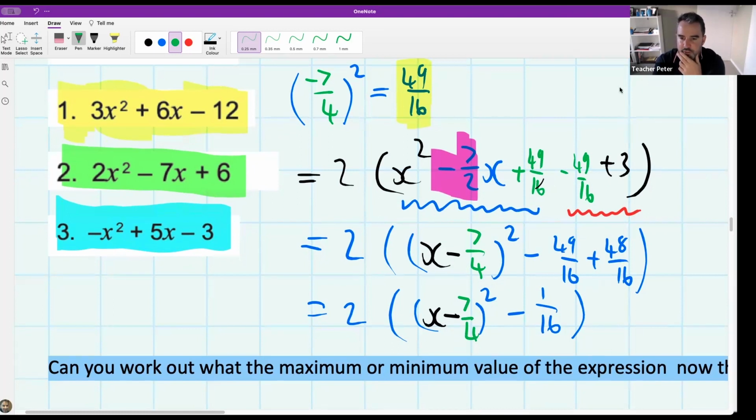Okay, last one for the day, or almost last one, maybe one more, but we'll see. What is the first step going to be in number 3?